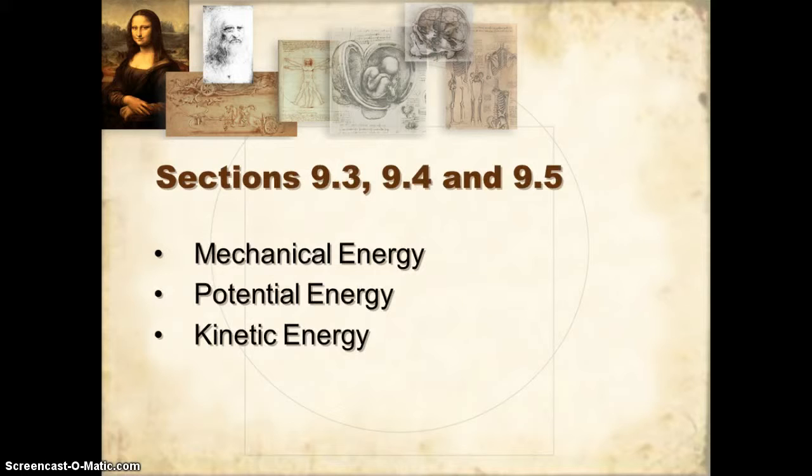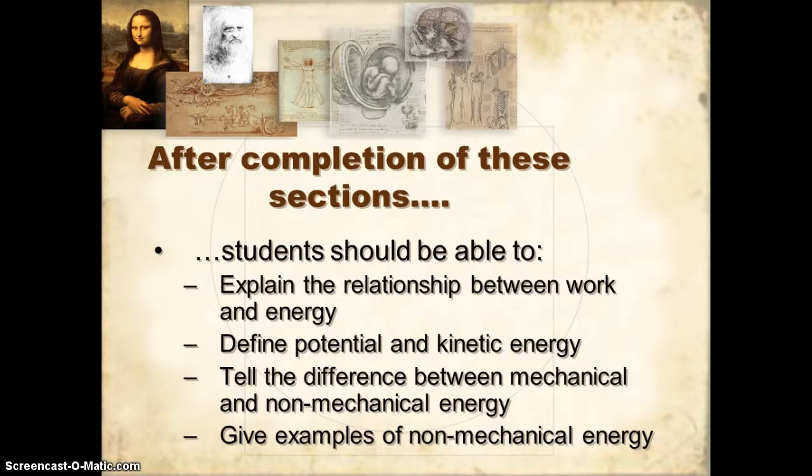Sections 9.3, 9.4, and 9.5 are about mechanical energy, potential energy, and kinetic energy, respectively. After completion of these sections, you should be able to explain the relationship between work and energy, define potential and kinetic energy, tell the difference between mechanical and non-mechanical energy, and give examples of non-mechanical energy.